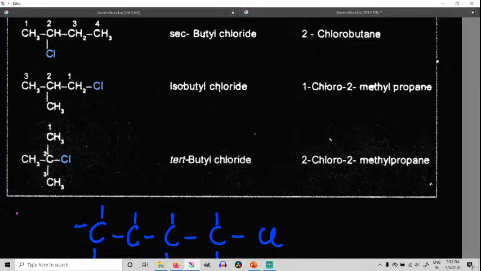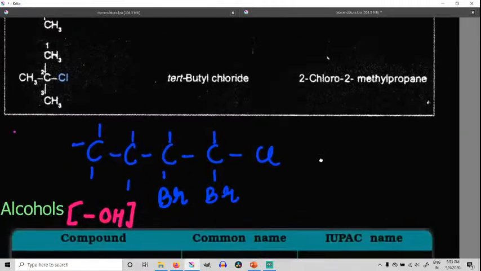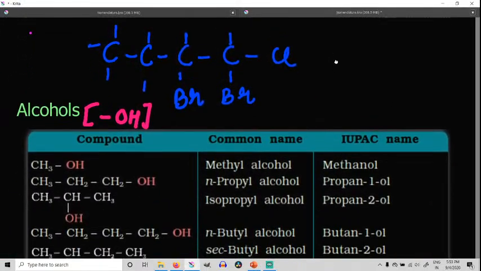On the second carbon atom 1 chlorine atom is attached and on the second carbon atom 1 methyl is attached. So that's why the name should be 2-chloro, because on the second carbon atom 1 chlorine and a methyl group are attached. And propane, why? Because there are 3 carbon atoms in the straight chain. The parent chain is having 3 carbon atoms. Understood? Okay.